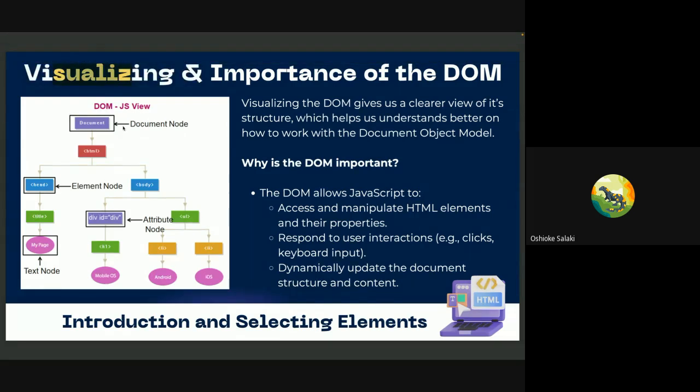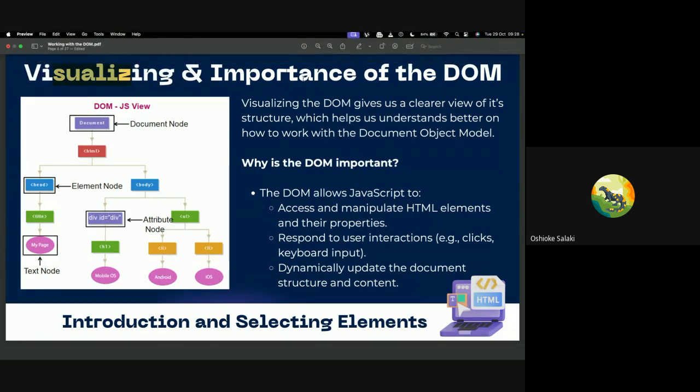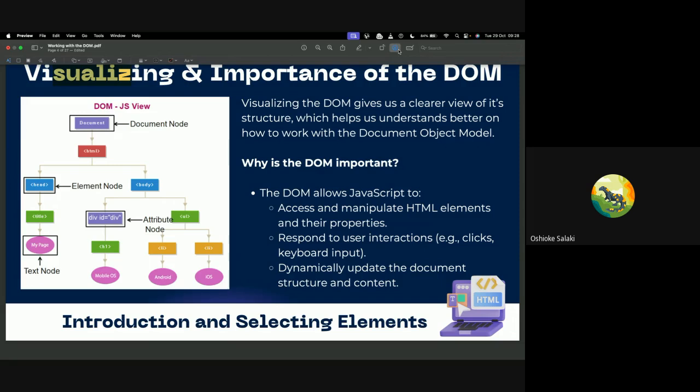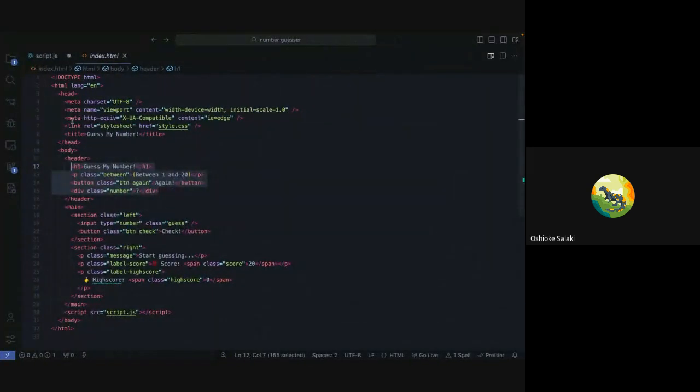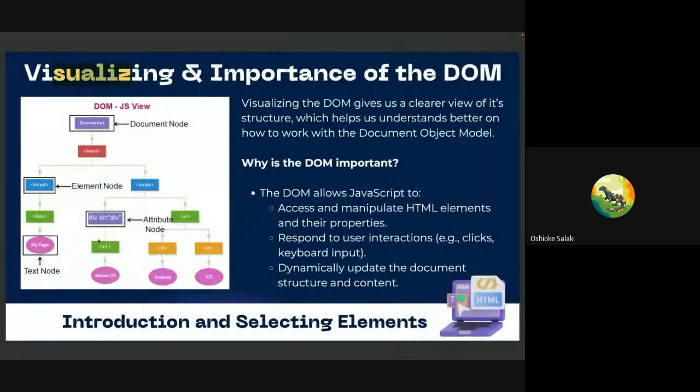So we have the document. The document is the root element. After the document, we have our HTML. Then the HTML consists of the head and the body, as we can see here. So we have our HTML, which has two sub-children, that is the head and the body. Then the head has the title, then my page, which is the text node.